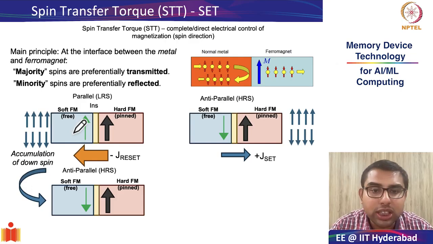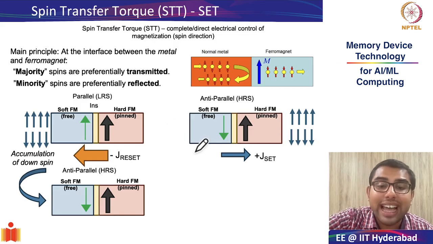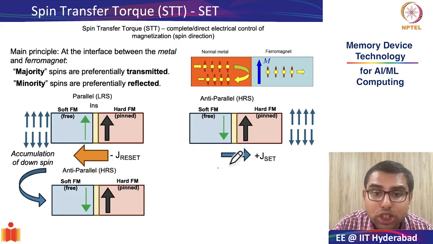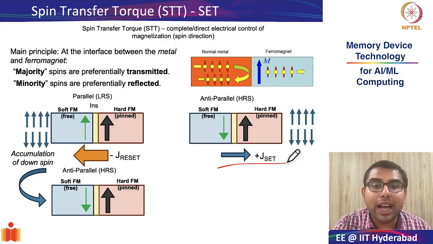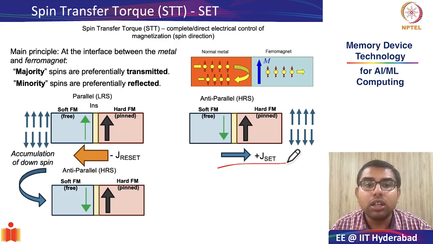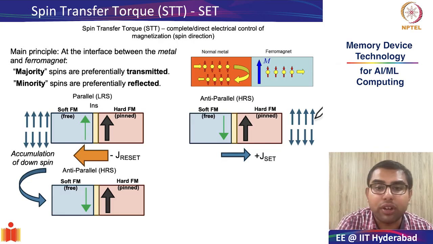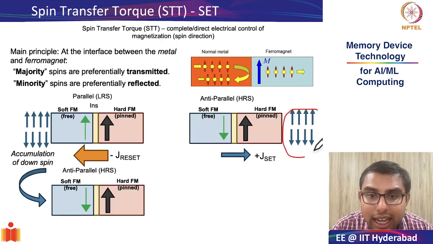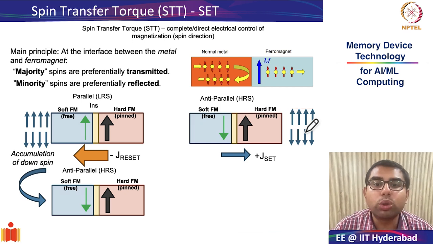In the set process, exactly similar things happen, but now the direction of the current has been flipped. Now the direction of the current is from the soft ferromagnetic layer to the hard ferromagnetic layer. Therefore, electrons will flow from right to left. So this is a charge current, electrons with equal numbers of upspin and downspin. Let's see what happens in the animation.